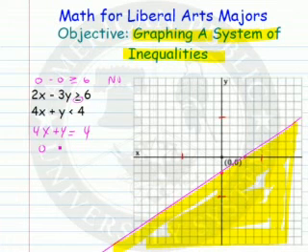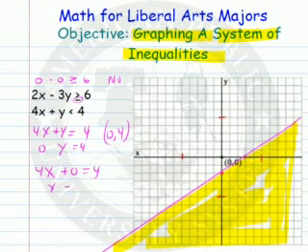We'll put 0 in for x. Y is equal to 4. So one of the points is 0, 4. Now we'll put 0 in for the y. So we have 4x plus 0 is equal to 4. X is equal to 1. So another point is 1, comma 0. Let's plot those. 0 on the x, 4 on the y. That would be up here. 1 on the x, 0 on the y, right here.